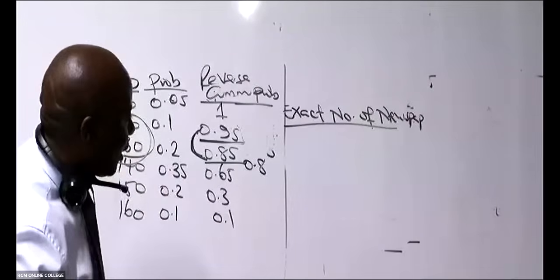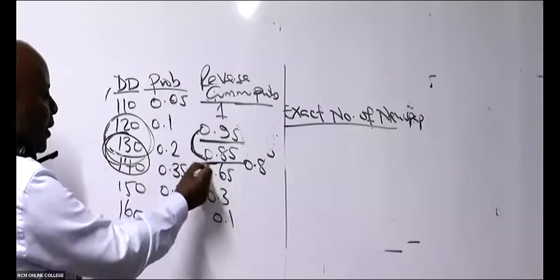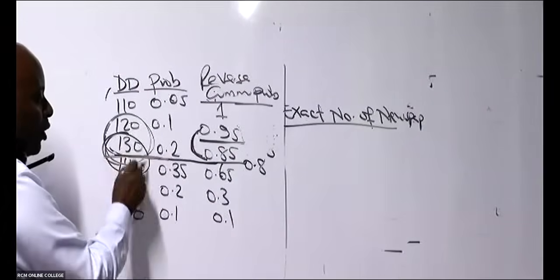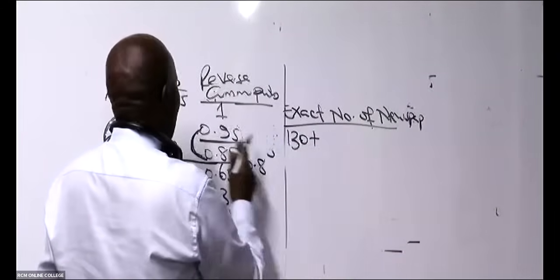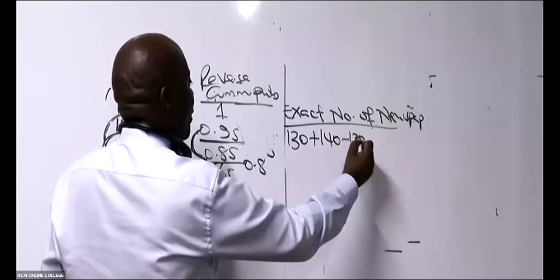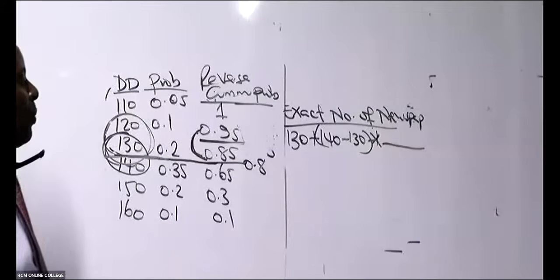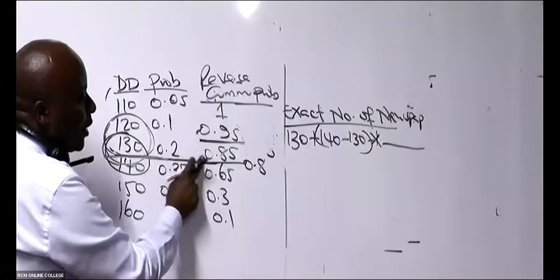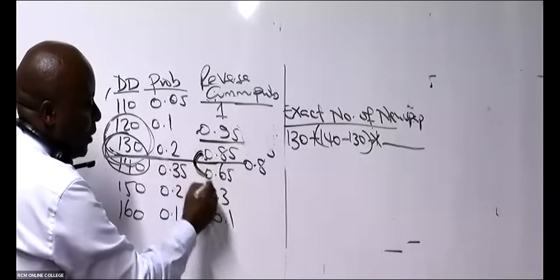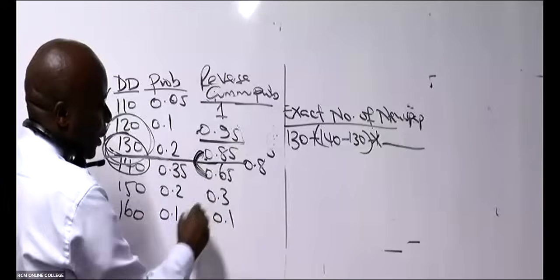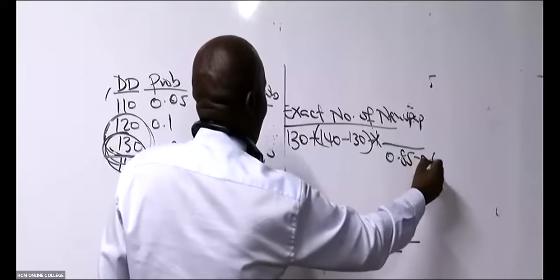So in this case, the newspapers I will buy will be between 130 and the one what here, somebody? 140. So we are talking of 130 plus the difference between the two numbers, 140 minus 130. Then I talk about my denominator. We are looking at the difference between these two numbers, the bigger arc. I have to cross the bridge. So it will be 0.85 minus 0.65.